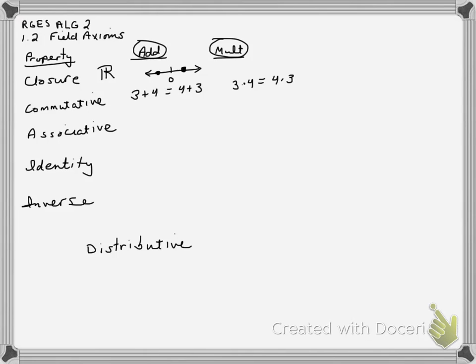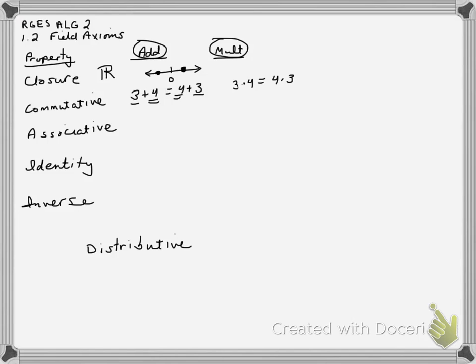So multiplication also obeys the rule. I should say the commutative property also applies to multiplication. So notice we're changing the order. We put the 3 first, then the 4, then the 4 first, then the 3. Okay, same with multiplication. What is the associative property?